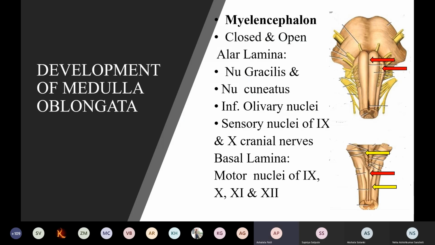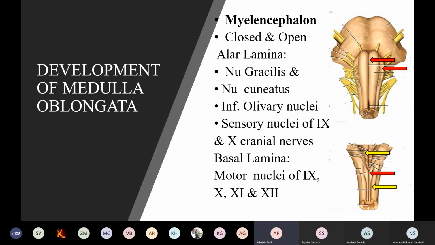So that's all about the spinal cord. Then the spinal cord upward is continuous with the rhombencephalon, that is, the myelencephalon, which develops into the medulla oblongata. So medulla oblongata develops from which brain vesicle? It develops from the myelencephalon of the rhombencephalon or hindbrain vesicle.